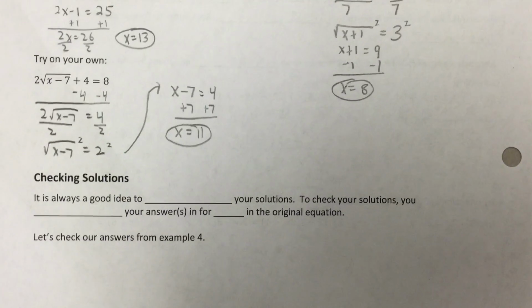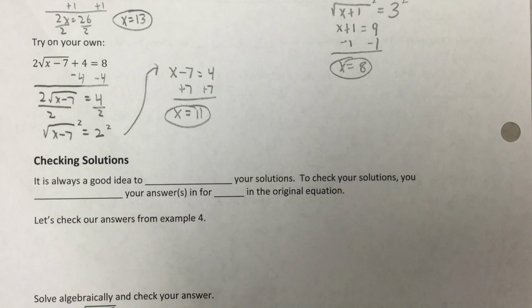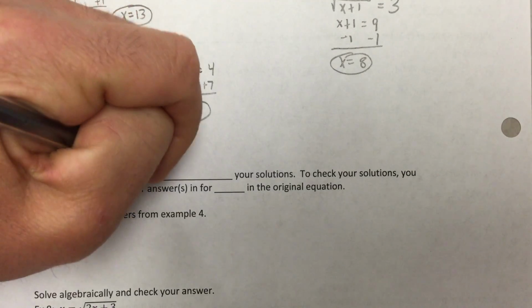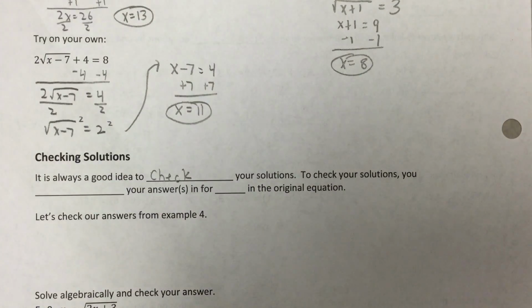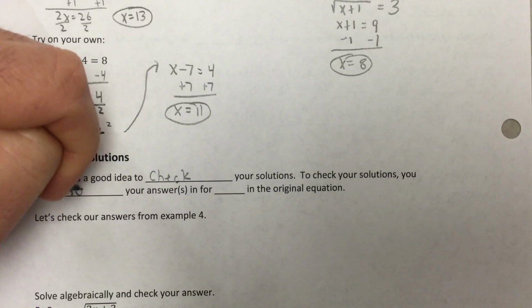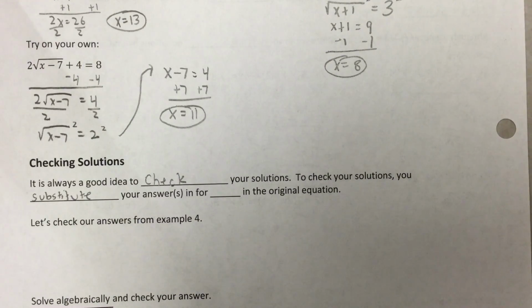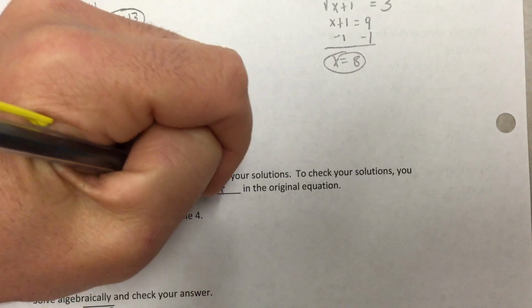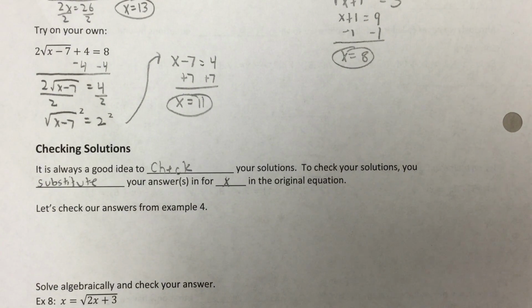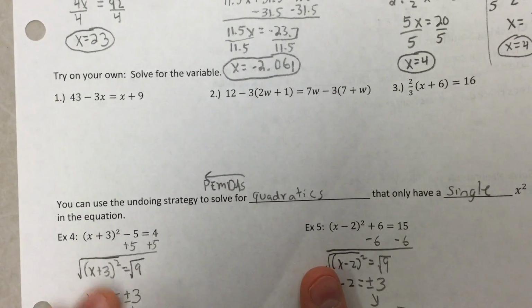All right, so now it says, it's always a good idea to check your solutions. To check solutions, you substitute your answers in for x in the original equation. Let's check our answers for example 4. So example 4 was right here. x plus 3 quantity squared minus 5 equals 4.